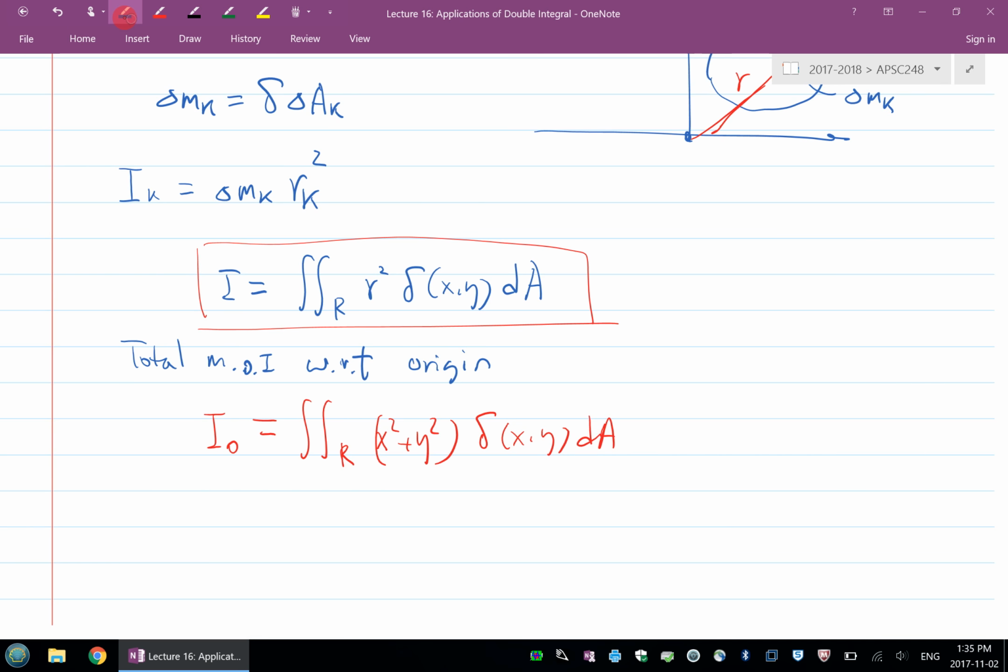Number 6, you can easily extend this now. If I ask you a different question: what's the moment of inertia of this thin plate with respect to the y-axis? What will be the formula?